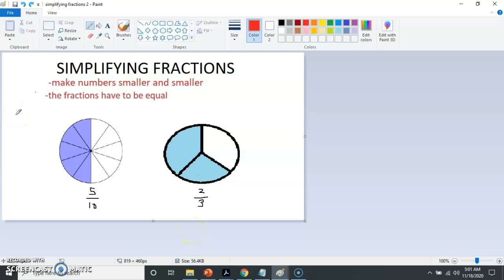The main thing you need to do is make the numbers smaller and smaller until they are as small as they can get, and the fractions are going to have to be equal. So if you look at these two fractions right here, we have 5/10 and then we have 2/3. So we have made the numbers smaller. 2 is smaller than 5. 3 is smaller than 10. But this is not correct, because if you look at this shaded part, 2/3 is a larger fraction than 5/10. So this is not right because the fractions are not equal.